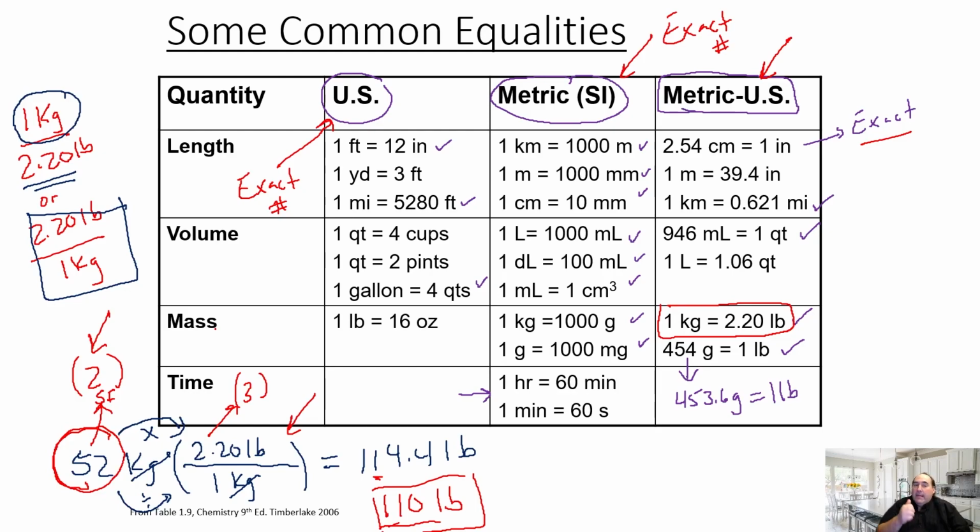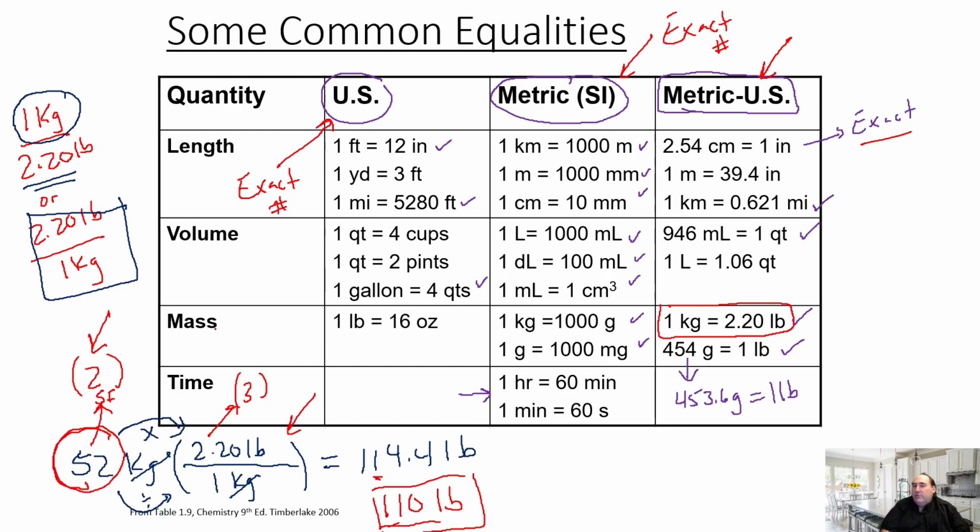So English to English conversion factor, not a problem. Just ignore it in terms of the answer and its significant figures. Metric to metric, ignore it in terms of the answer, in terms of how many significant figures you should have. Metric to English, you should take a look at it and evaluate it in your calculation.